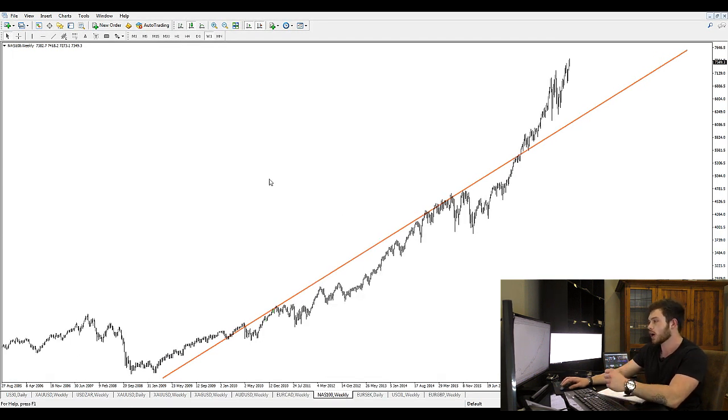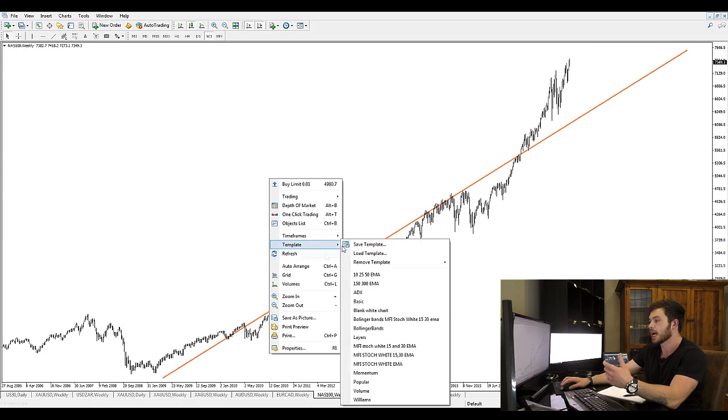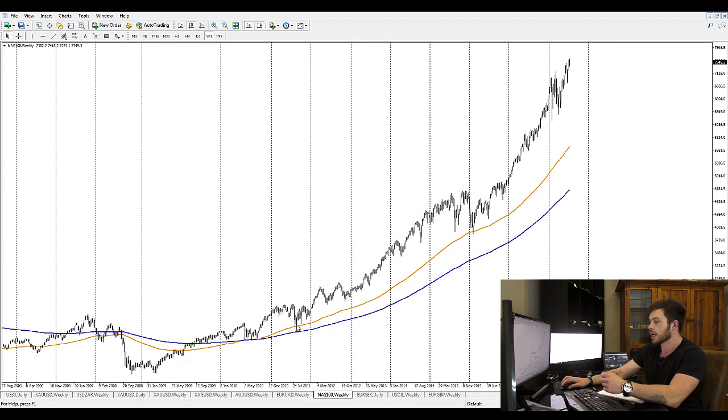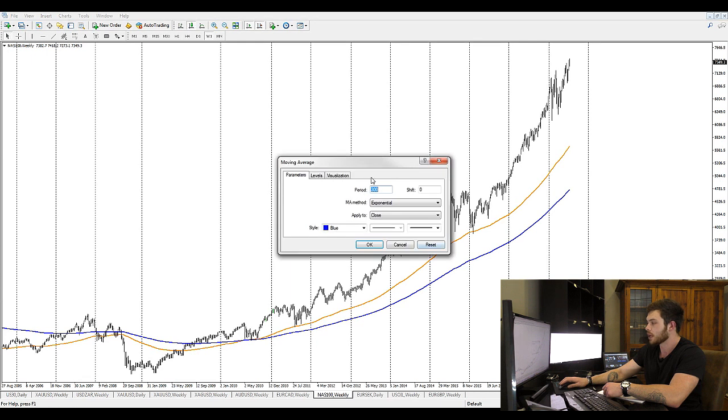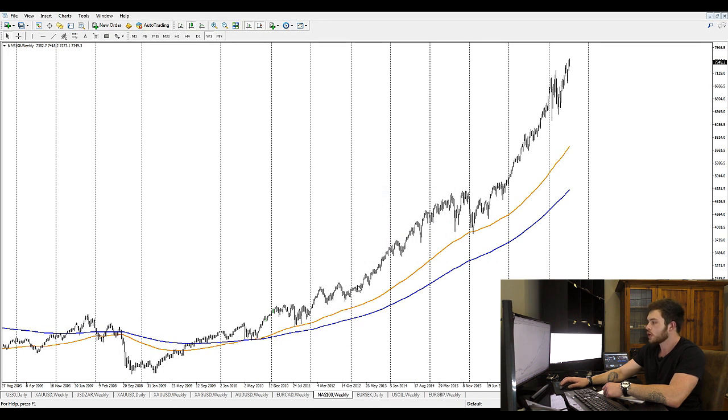Now, in terms of trying to identify buy-sell volatility, I use two simple EMAs. I use a 150 period EMA and a 300 period EMA. So the orange EMA is 150 and the blue EMA is 300. So you can see it's 300 exponential and I apply it to the close of the candle. So this specifically shows me that for the last 1, 2, 3, 4, 5, 6, 7, 8, 9 years, the price action has been above both indicators.